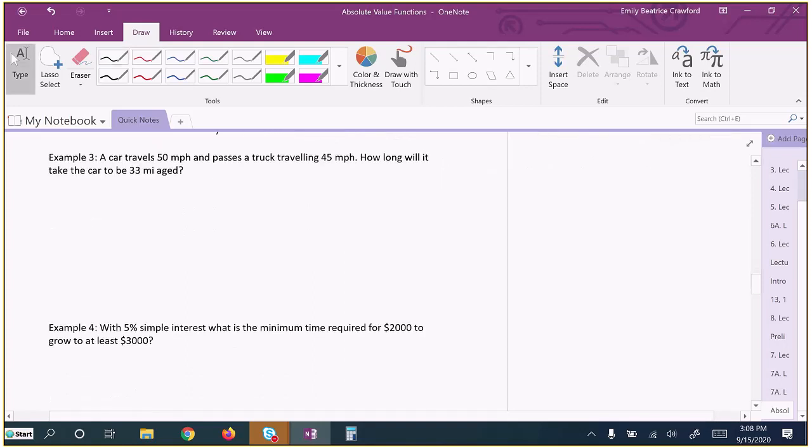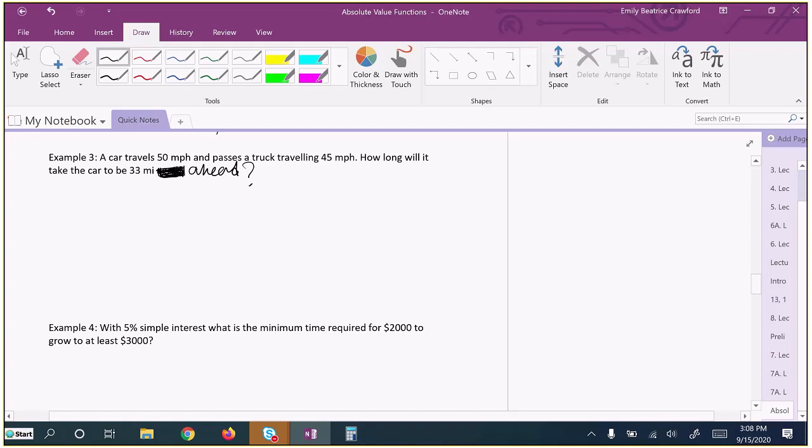Question number 3 is telling us that a car travels 50 miles per hour and passes a truck traveling 45 miles per hour. How long will it take the car to be 33 miles ahead of the truck? It's a typo, clearly ahead. So what I do, I think of this question as a linear equality.